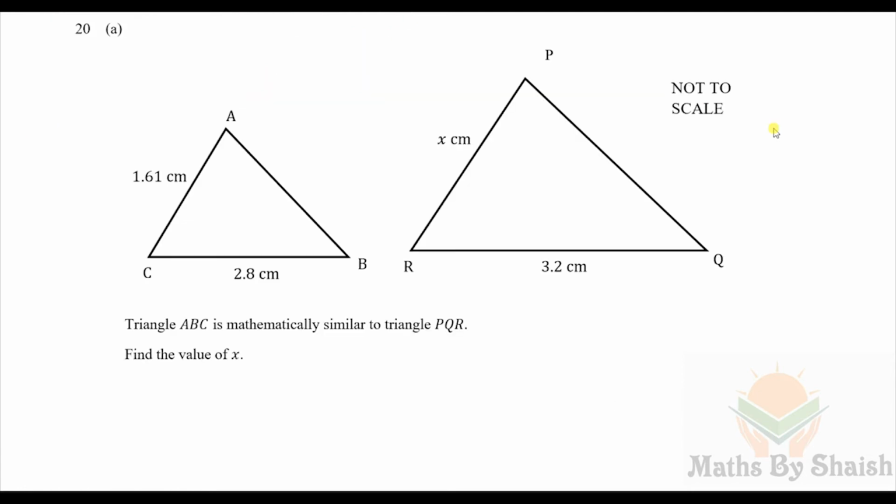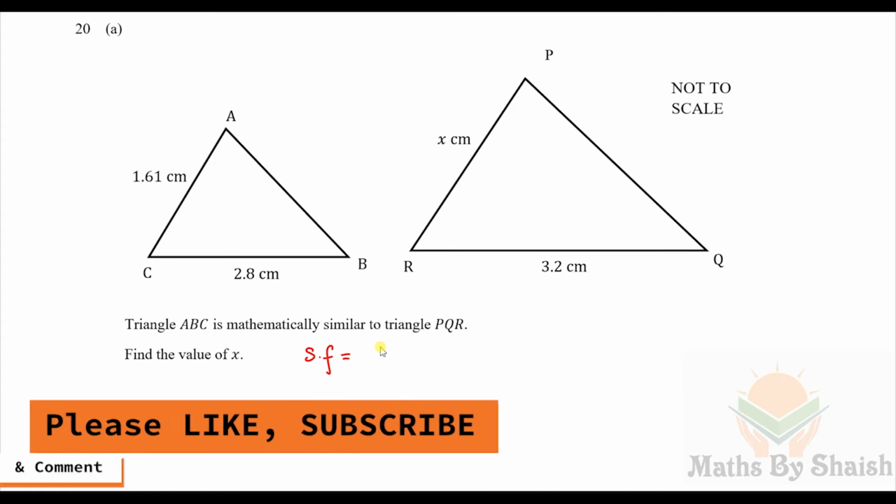Here's the 20th question, A part. Triangle ABC is mathematically similar to triangle PQR. Find the value of x. Whenever we have similar figures, we need to calculate the scale factor. I'll write SF. Scale factor means the corresponding sides would be in the same ratio. So the ratio of one side, we can say QR to BC, is 3.2 over 2.8. And if we take the other ratio, PR and AC, it would be x over 1.6.